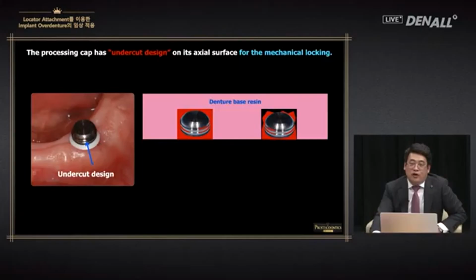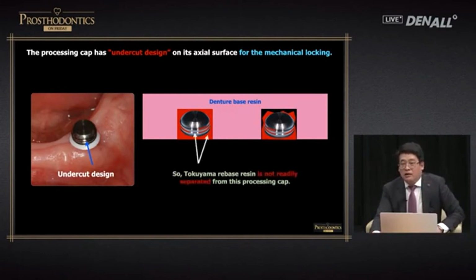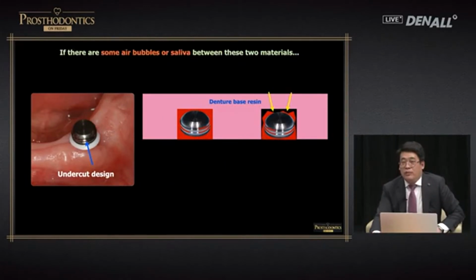If you rush, there can be bubbles. If you look at the processing cap, there's undercut. When you attach it, there's no major problem if there's no air bubble. However, if there is a bubble or saliva, the nylon nail is quite strong, and when the patient continues to use it, it can be removed like this.